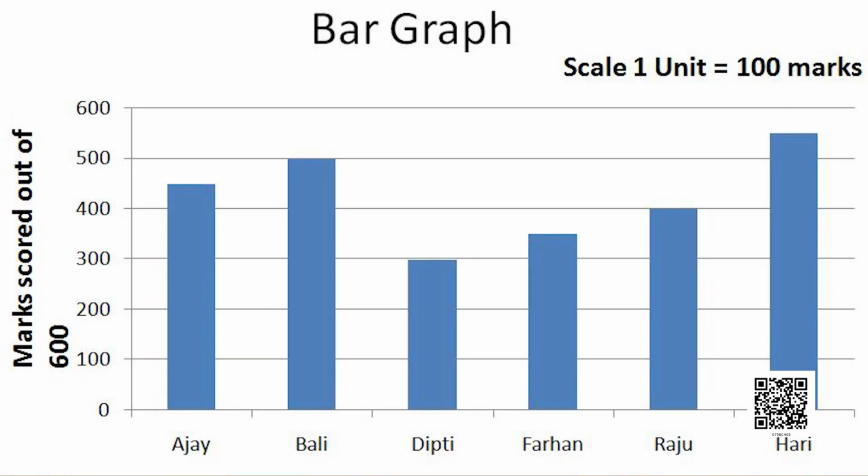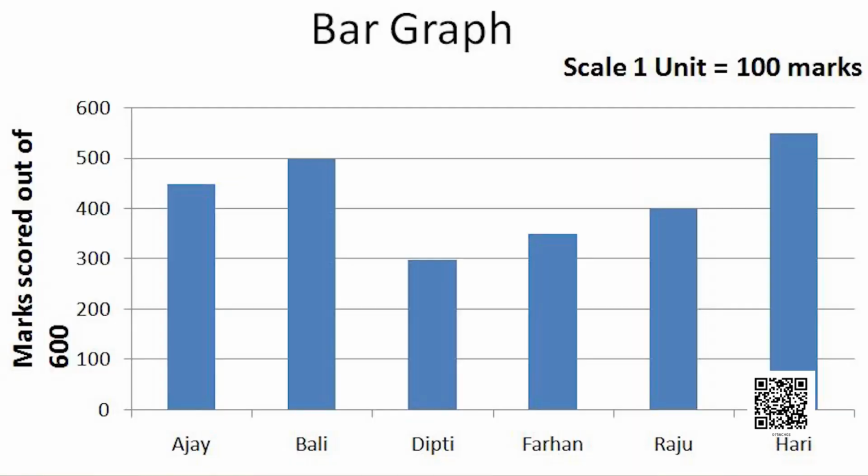How is it? Just looking at the graph, you can tell who has scored the maximum marks and who has scored the least marks. You need not calculate anything, isn't it? Just looking at the graph you can tell. So the graph also gives you information. So data can be represented on graphs also.